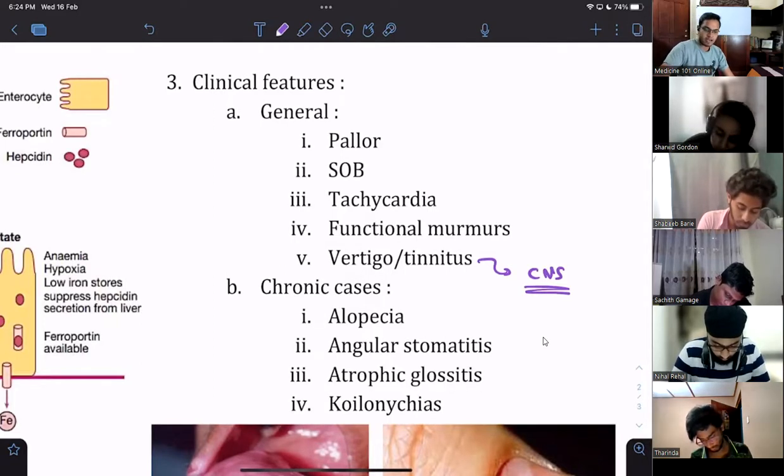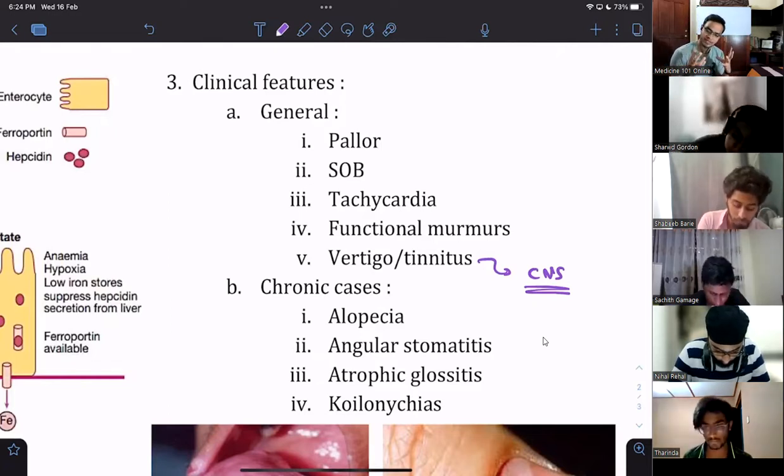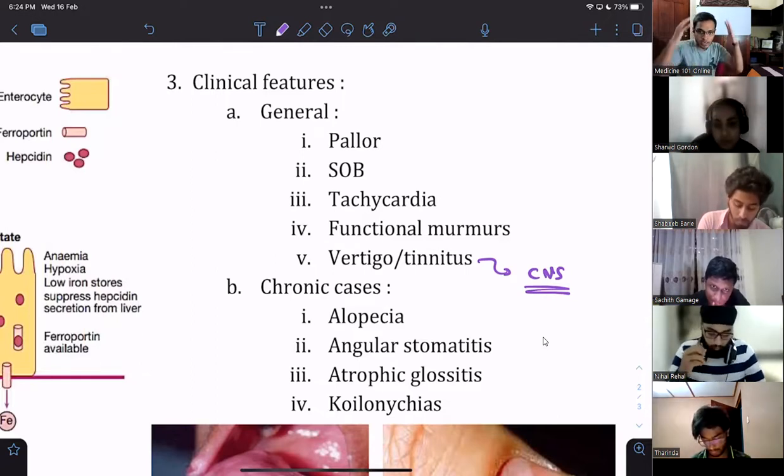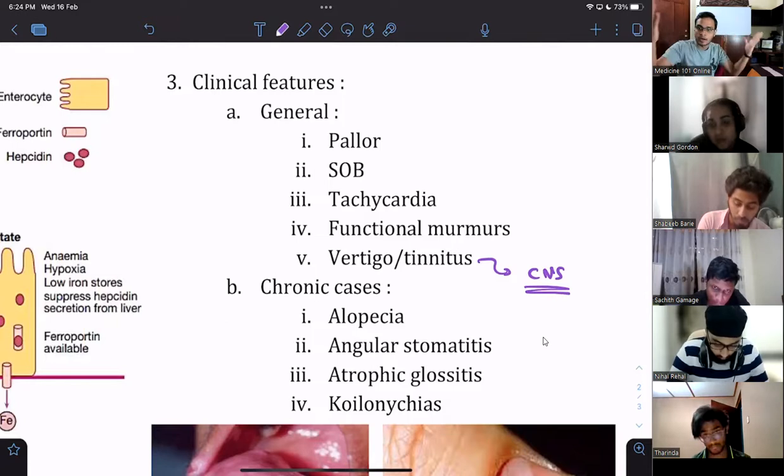And then in chronic cases, guys, obviously what is happening? When we have iron deficiency anemia, hemoglobin is less, oxygen transport is less. So our body's organs and organ systems start getting hypoxic little by little. One of the main places where you see this in the patients is related to skin. So skin of the scalp, when they don't receive enough oxygen, what is happening? Hair loss, alopecia, right?